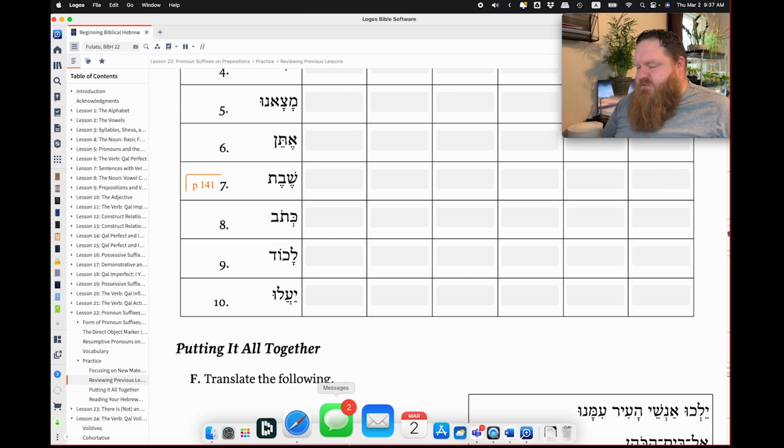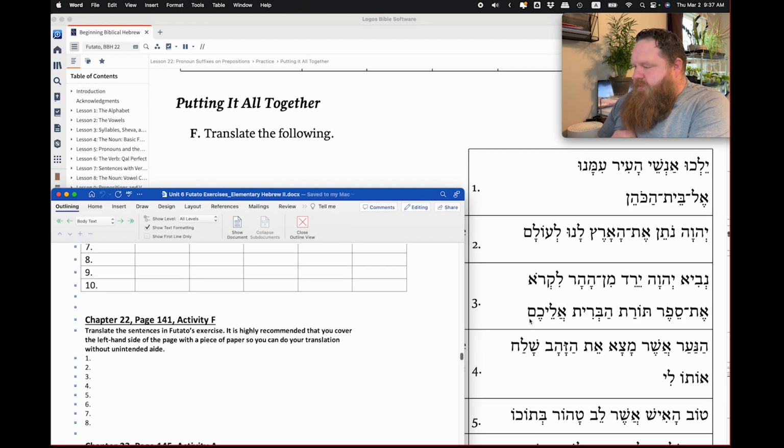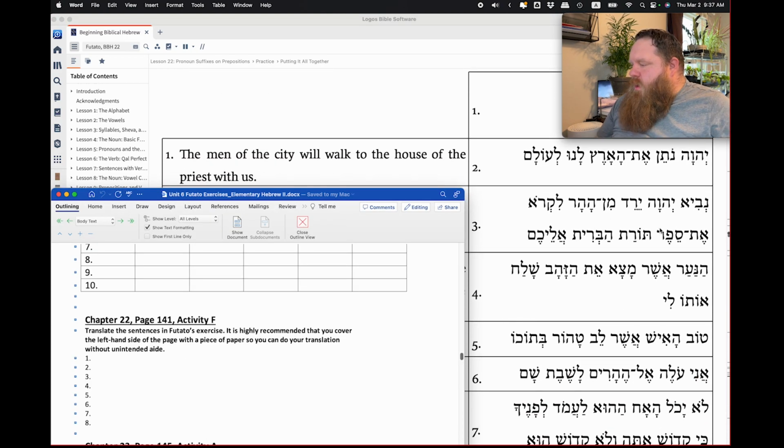Looking at F, we've got some more translations here. Let's look at number 3 here. All right, number 3, we begin with Nevi. Now, Nevi here, you may not recognize this because you're not necessarily paying super close attention to the vowels all the time. But Nevi here is spelled a little bit differently than the way we learned it. We learned it with a kametz under the nun. Here it's got a shavah. That tells us that this is in construct, all right?